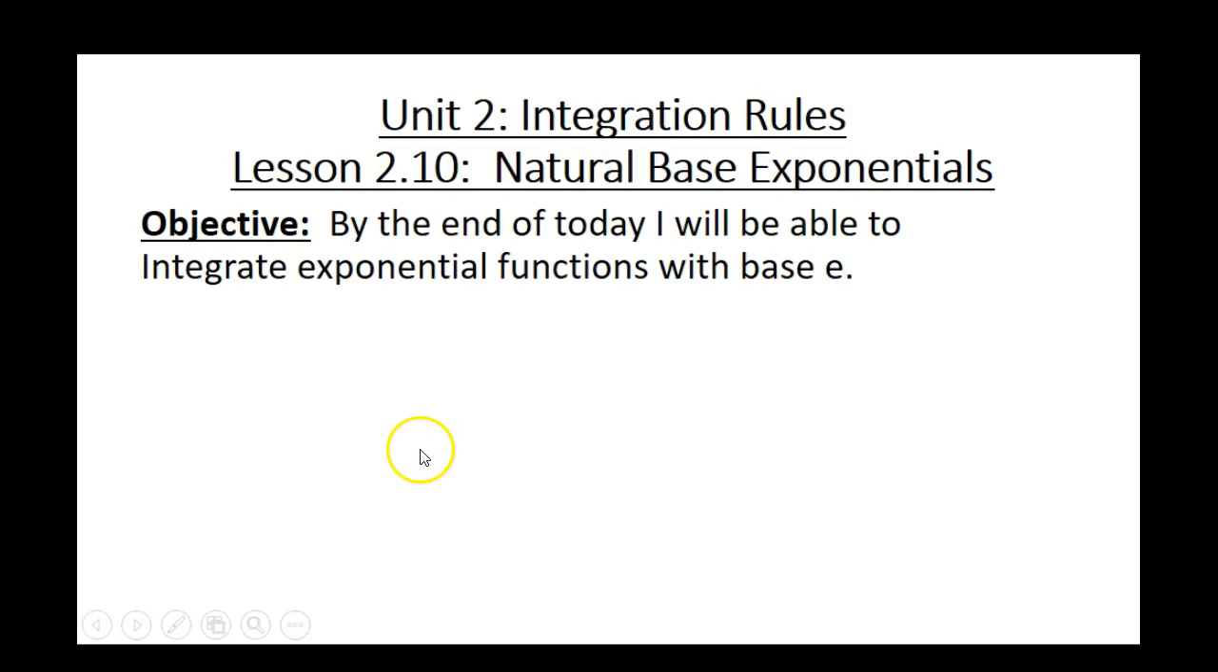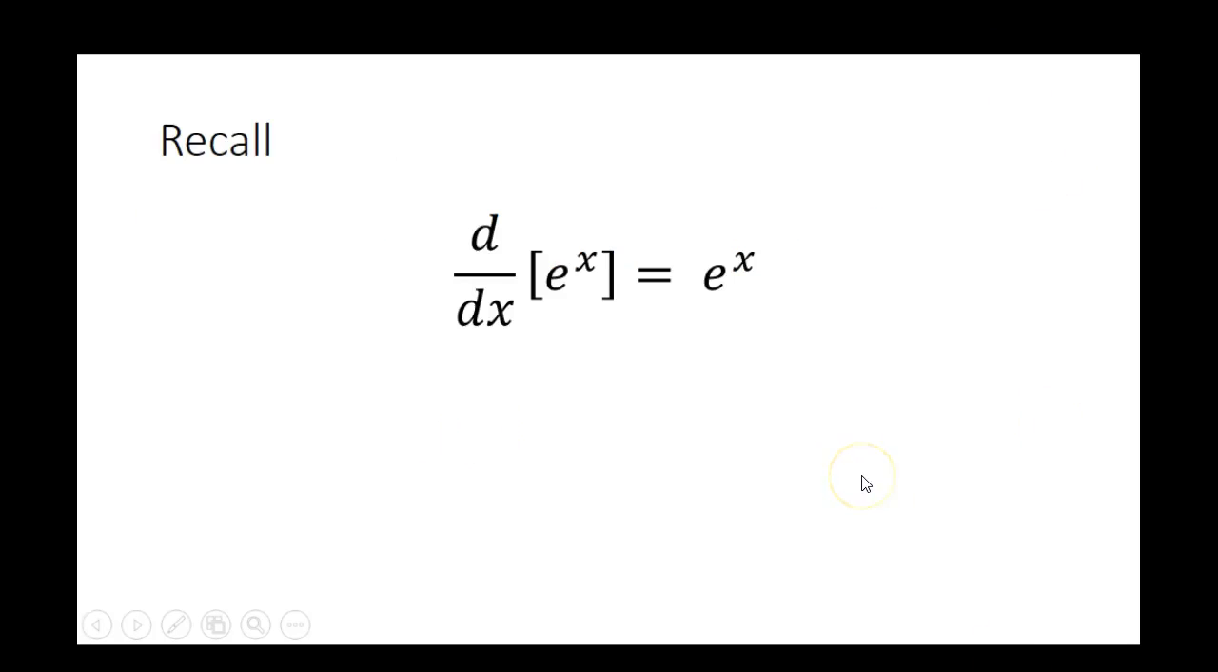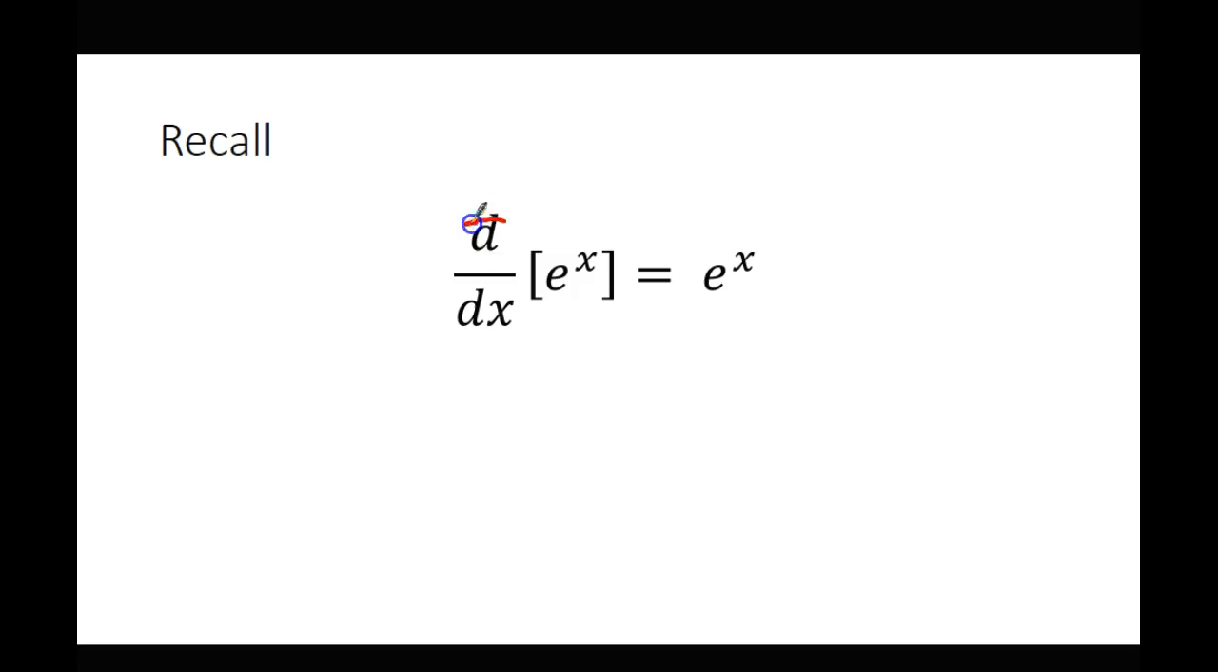All right, so we're going to continue our work here with integrals. We're looking at integrations with Euler's number, base e, today. You guys remember this very convenient rule here, right? The derivative of e to the x is e to the x. So just like every other day, working backwards is pretty simple there.